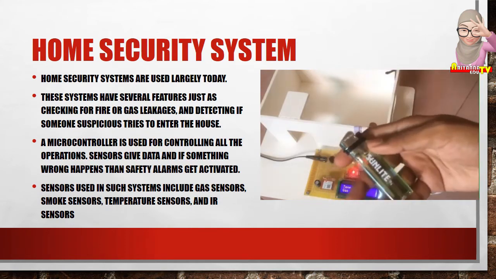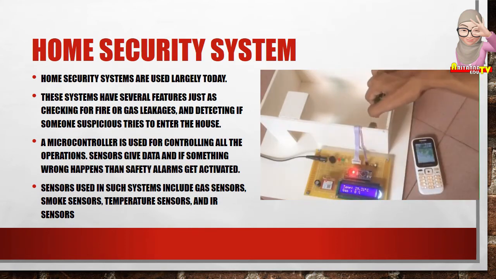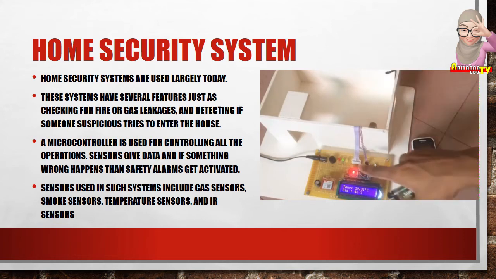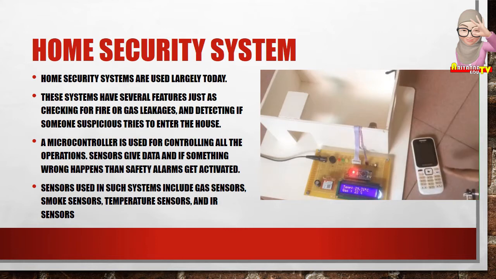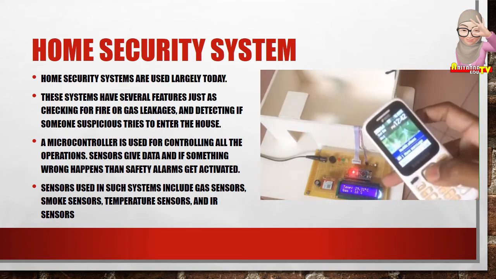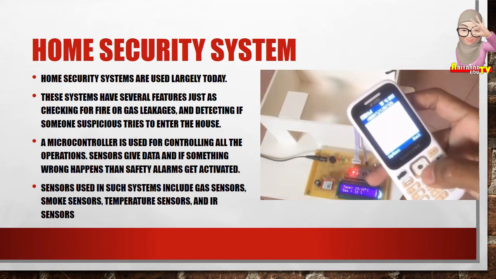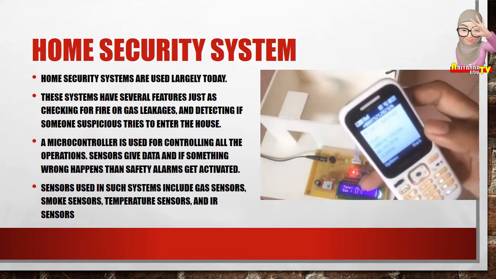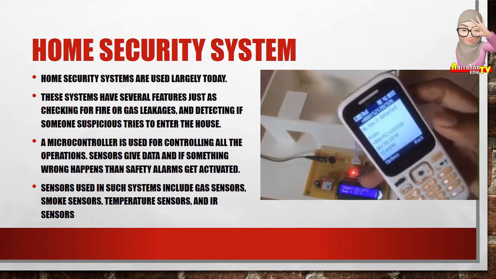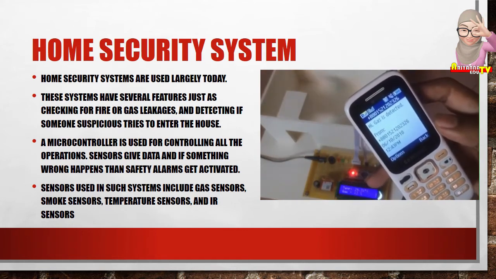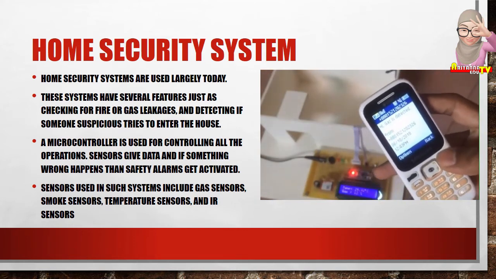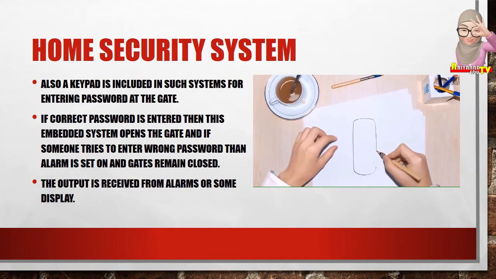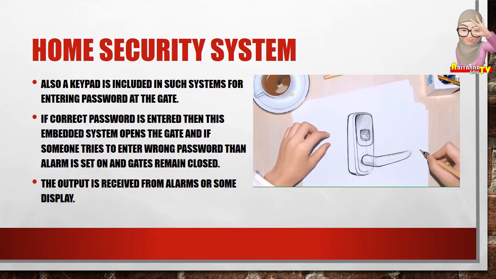Home security systems are used largely today. These systems have several features, such as checking for fire or gas leakages, and detecting if someone suspicious tries to enter the house. A microcontroller is used for controlling all the operations. Sensors give data, and if something wrong happens, then safety alarms get activated. Sensors used in such systems include gas sensors, smoke sensors, temperature sensors, and IR sensors. Also, a keypad is included in such systems for entering a password at the gate.